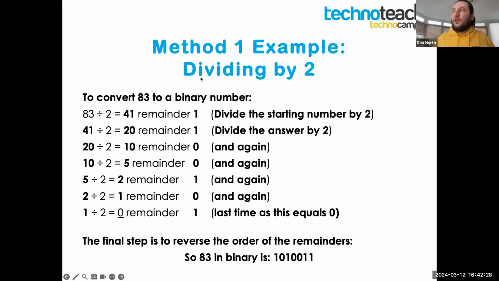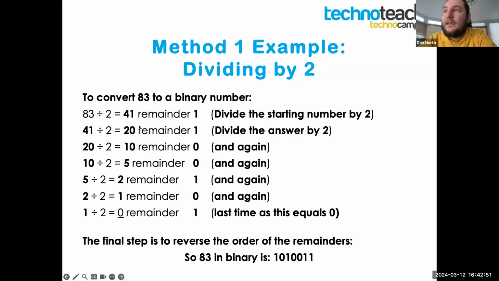Right, so if we were to convert 83 into a binary number using method 1, which is the dividing by 2 method, then we take the number 83 and we divide it by 2. We can't, it's an odd number, so we get 41 and a remainder of 1. Then we take 41, we divide it by 2.